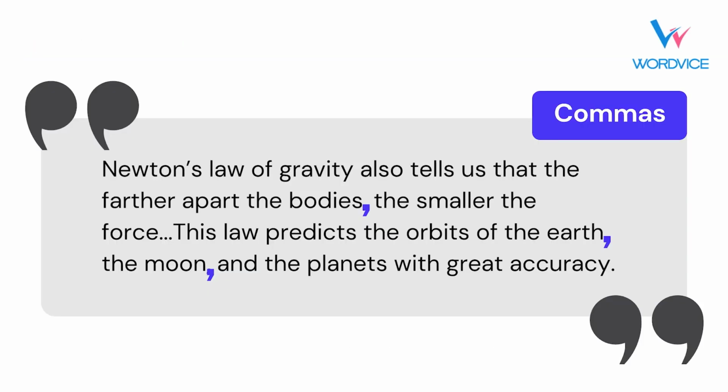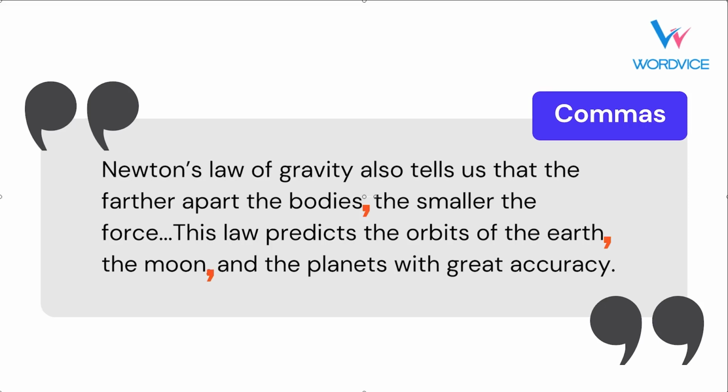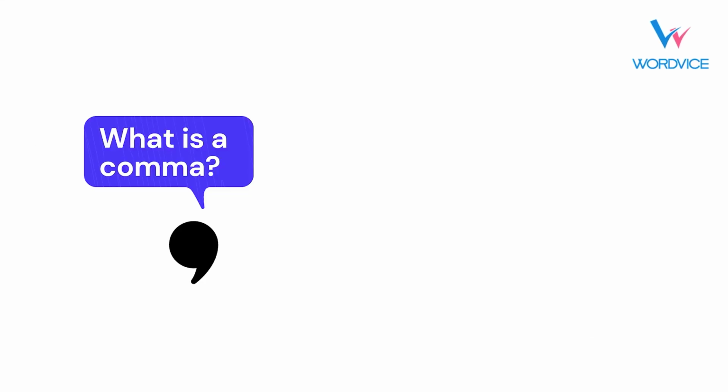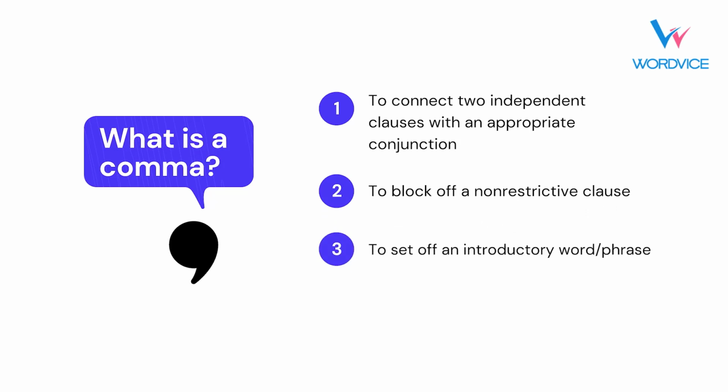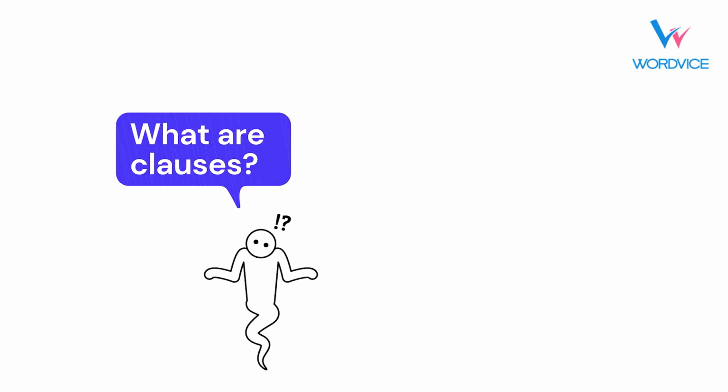As you can see from this short paragraph, commas are used a lot, but they aren't always used correctly. The following are 4 cases in which commas are commonly used: to connect 2 independent clauses with an appropriate conjunction, to block off a non-restrictive clause, to set off an introductory word or phrase, and finally to list multiple items in a series. Before moving on, let's define some key terms to be aware of when considering comma usage.